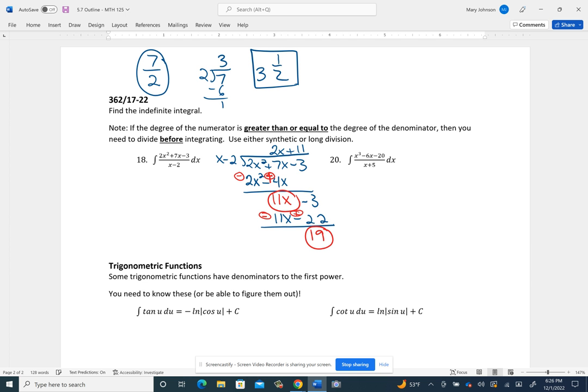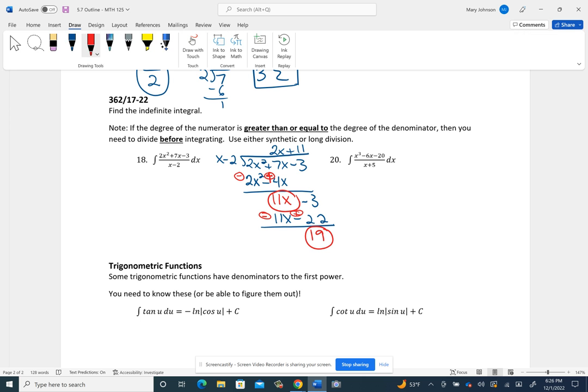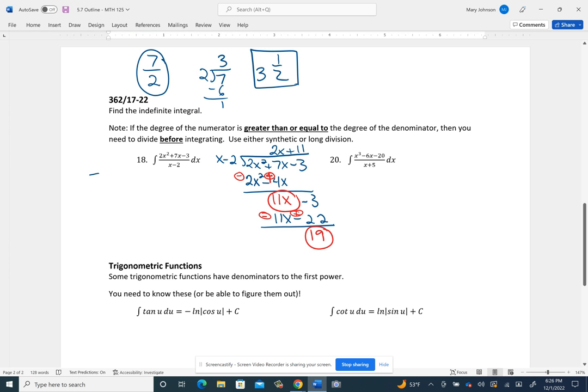So that scratch work means that this original problem could be rewritten as the mixed number 2x plus 11 plus the remainder over your divisor. Notice the 2 that I divided by when I did the numerical example wound up being the denominator of the fraction. So what I had originally is really equivalent to me trying to integrate this expression.